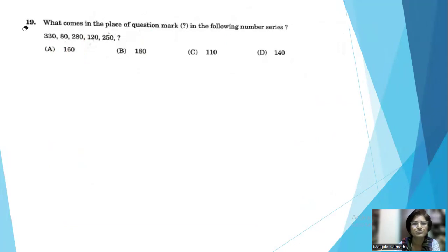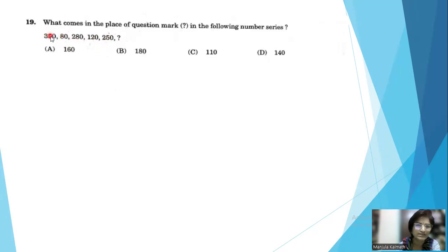So the question is, what comes in the question mark? 330, 80, 280, 120, and 250 is given. Now we have to find out the relationship between these numbers. If we find the differences, we notice a lot of random differences by considering all the values. Looking at the nearest context, the nearest to 330 is 280, and the nearest to 280 is 250. And like that, I can notice 80 and 120.